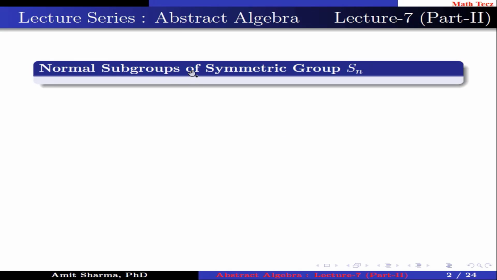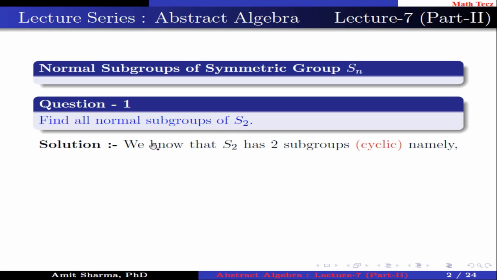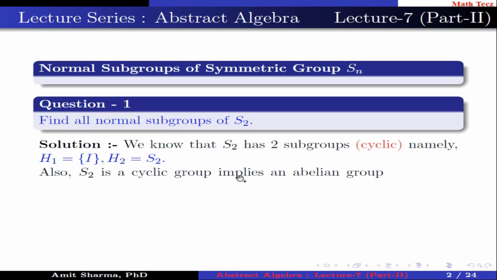Normal subgroup of symmetric group Sn. Question number 1. Find all normal subgroups of S2. We know that S2 has two subgroups which are cyclic, namely H1 equal to identity and H2 equal to S2. Also, S2 is a cyclic group, which implies an abelian group, which implies all subgroups of S2 are normal.